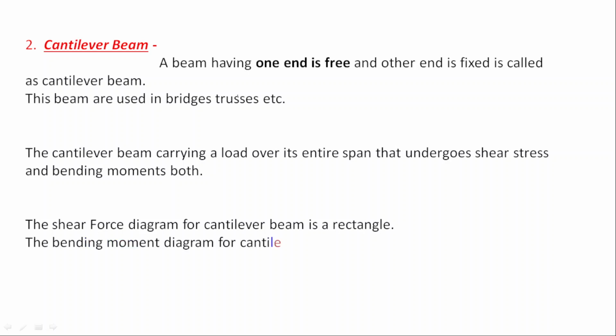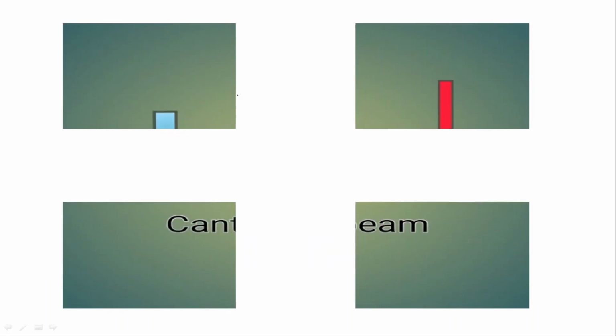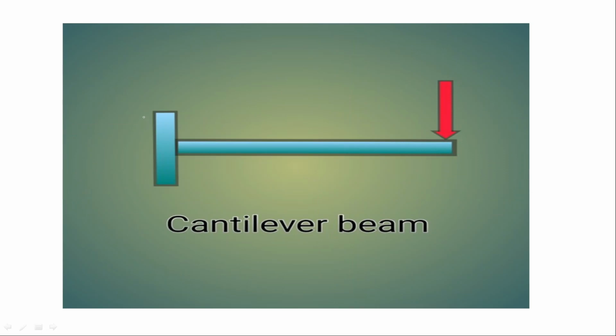The bending moment diagram for a cantilever beam is an inclined line, or linear. In a cantilever beam, neither rotation nor translation is possible. मतलब जो कैंटिलीवर बीम होता है उसको हम रोटेट नहीं कर सकते ना ही उसको हम ट्रांसफॉर्मेस कर सकते हैं बिकॉज उसका एक एंड जो है वो फिक्स होता है and another end is free. You can see this picture. This is the picture of a cantilever beam. This is the beam and this is the support.